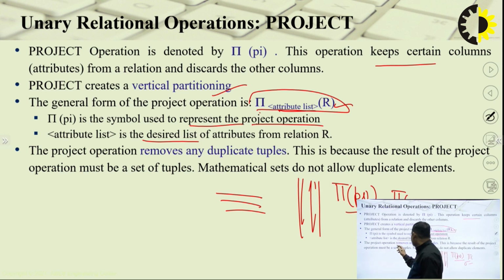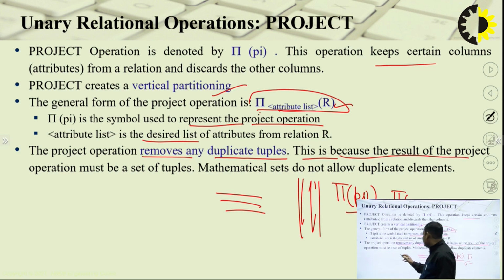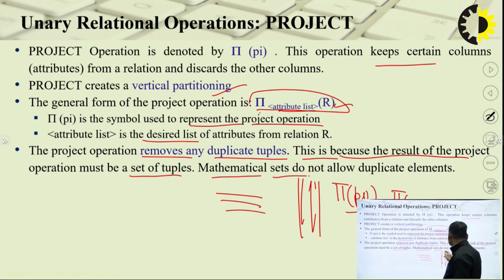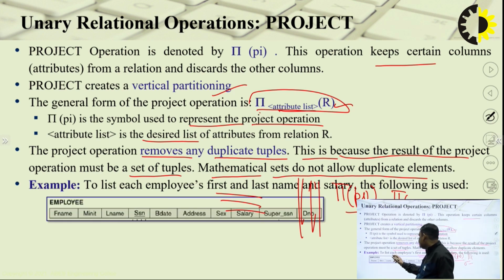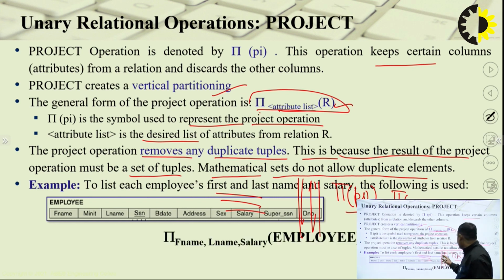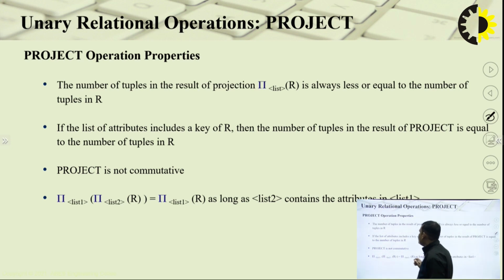The projection operation removes duplicate tuples. Duplicate records, tuples, are automatically removed by the projection operation, because the result of a projection is a set of tuples, and a mathematical set has no duplicate elements. The next example: list the salary of each employee. Now the projection operation properties.